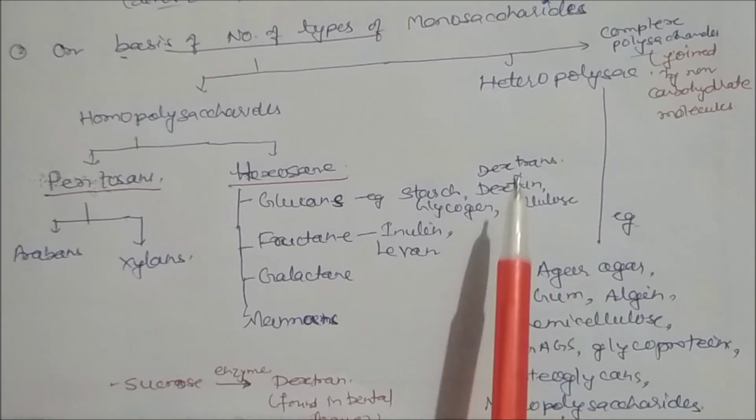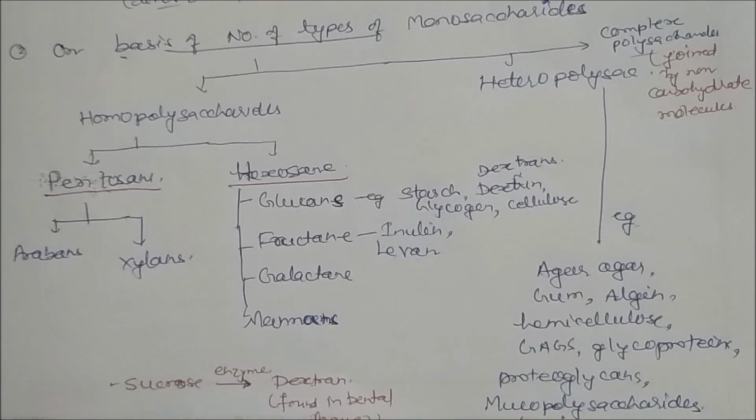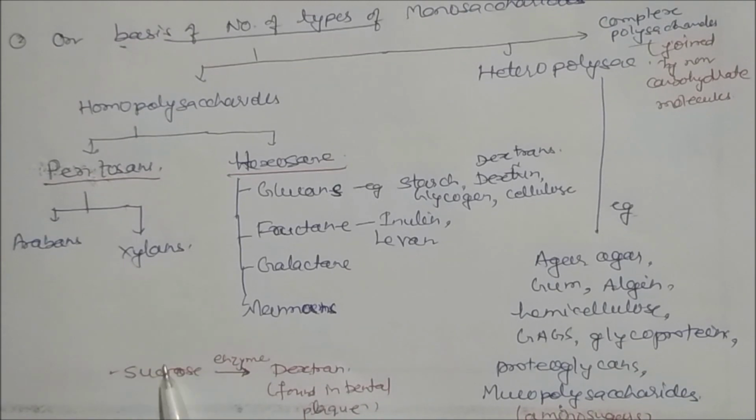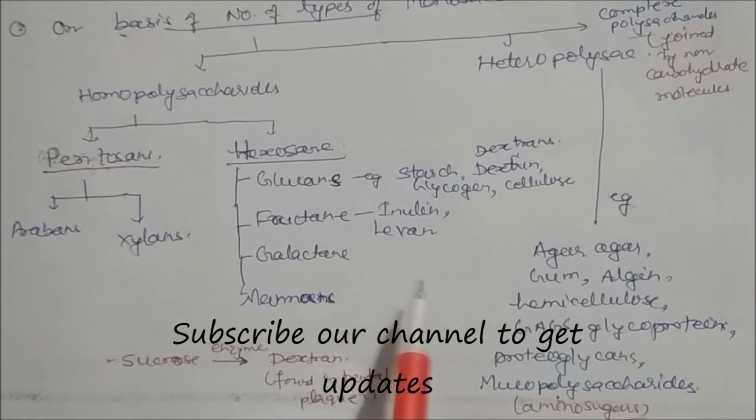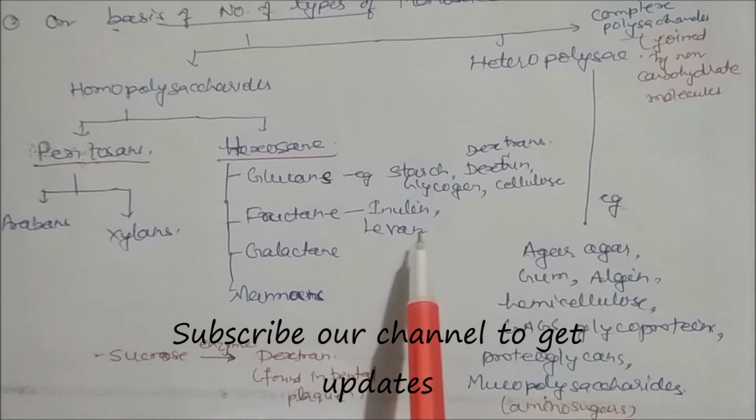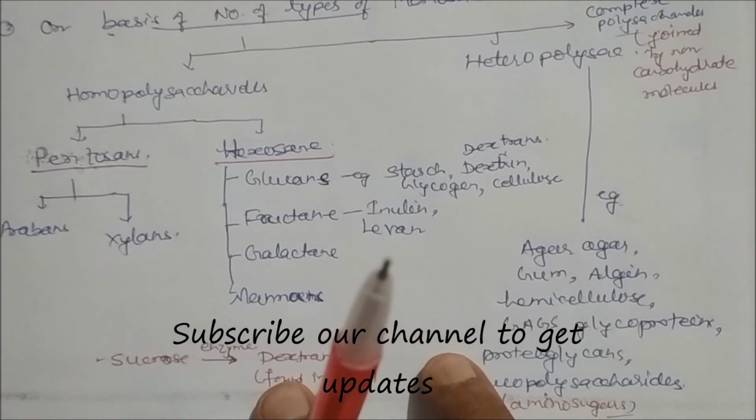Dextran is actually made from sucrose by an enzyme, so if you use the enzyme it will convert sucrose into dextrans. Dextrans are usually found in our teeth, where dental plaques are present. So dental plaques are due to dextrans, and this is done by the enzyme. In fructans we have inulin and levan, then galactans and mannans.